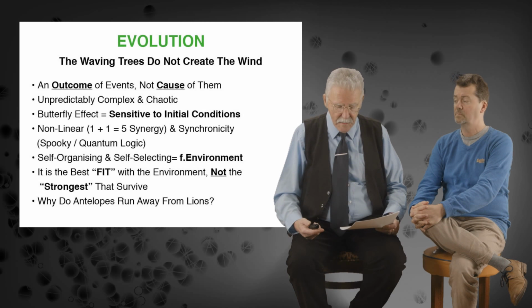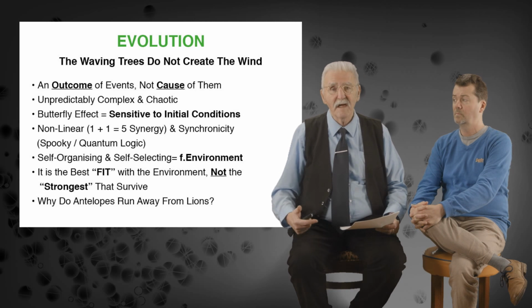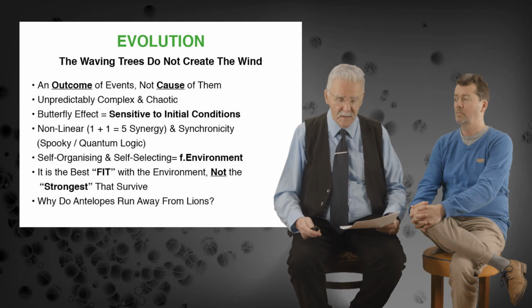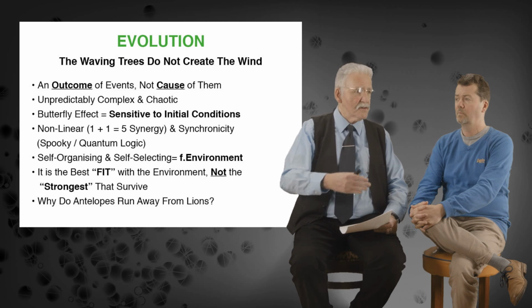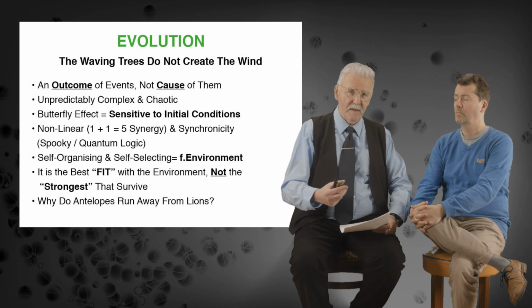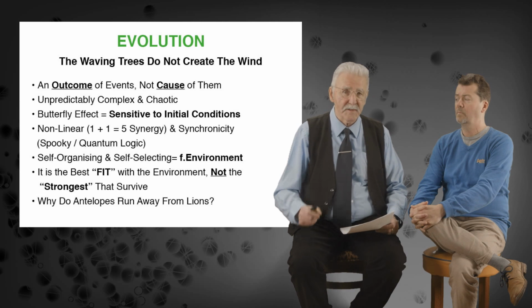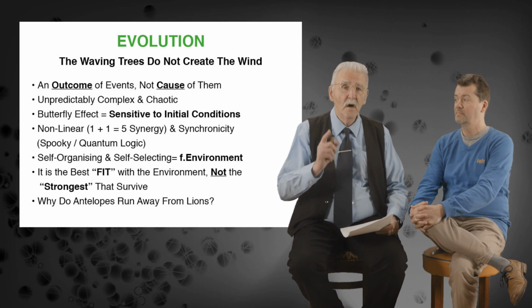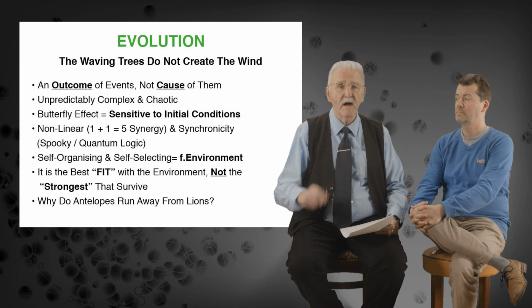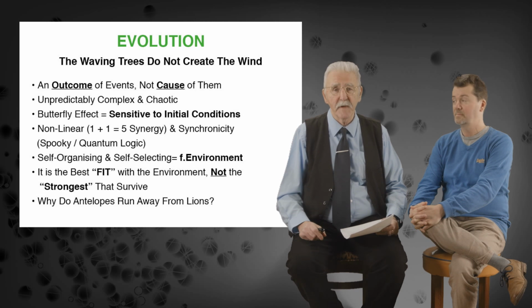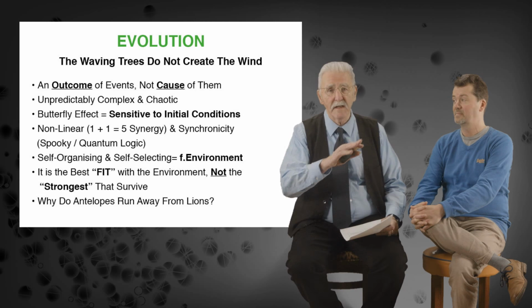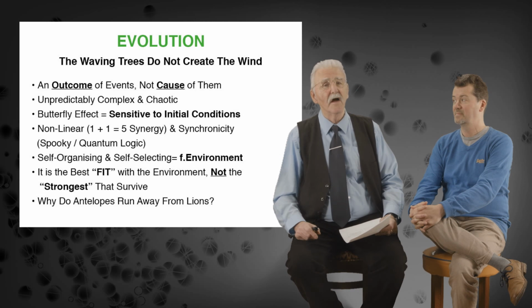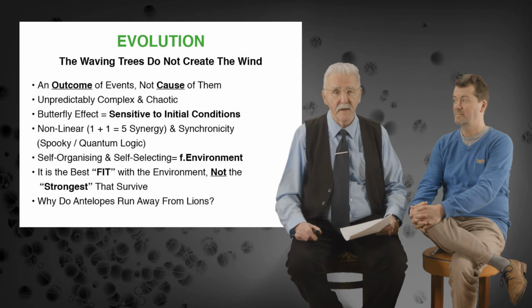Also, evolution is self-organizing. It self-selects or self-elects according to the environment. And it enables the best fit to survive best in the environment. Okay, the best fit. Now, I'm going to ask you a question. To understand the way evolution works, here's a little question for you. Why do antelopes run away from lions? So if a lion appears, if the antelopes or the herd, the deer, see a lion, they all run like hell. Why do they do that?